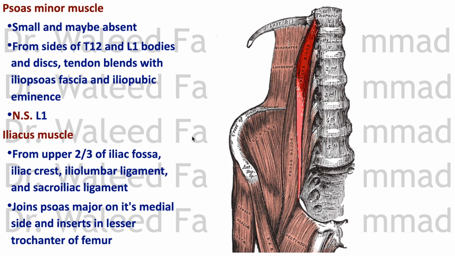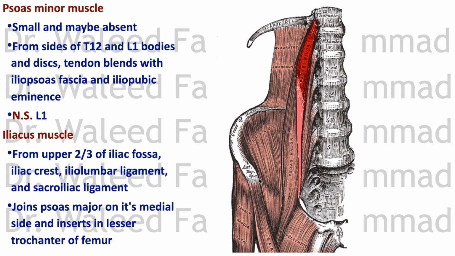The psoas minor muscle is present in 40% of people. It's not in all individuals. If it exists, it arises from T12 and L1, and simply merges down with the tendon and fascia of the psoas major muscle. So it's an occasional muscle, not in all of us. It assists the psoas major, of course, in its action, and the nerve supply is L1.